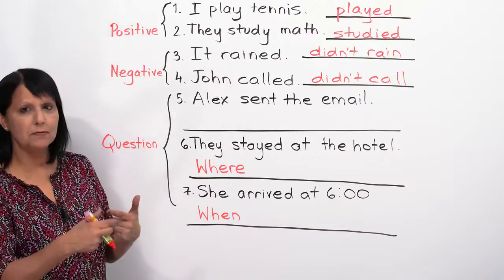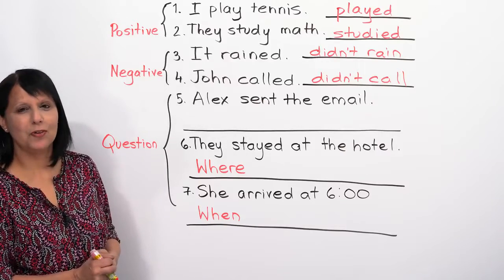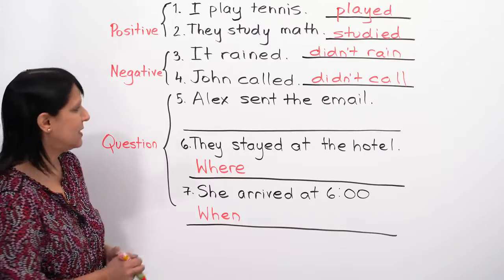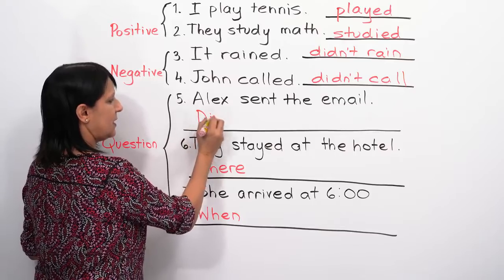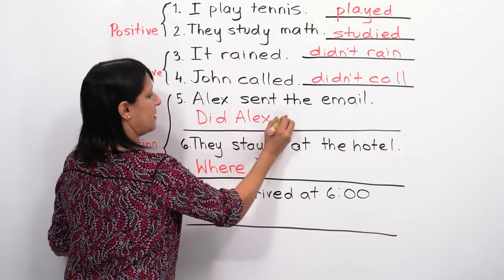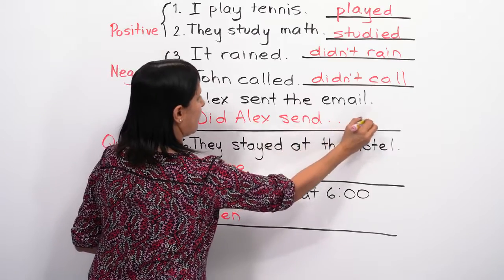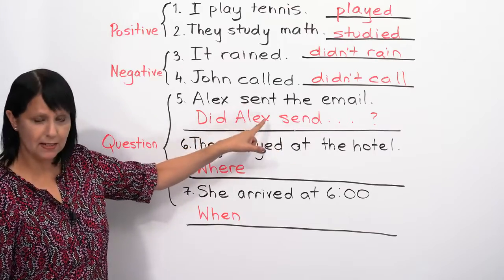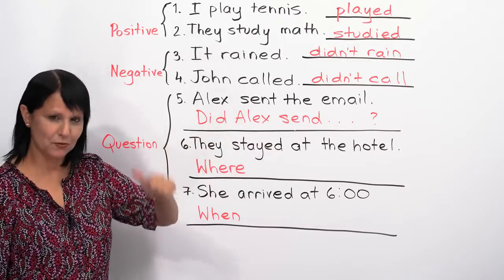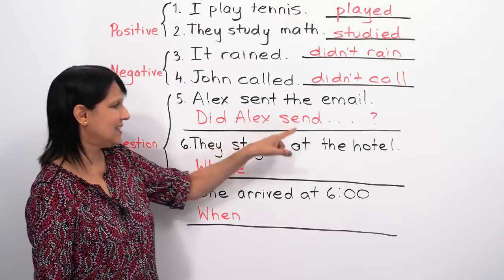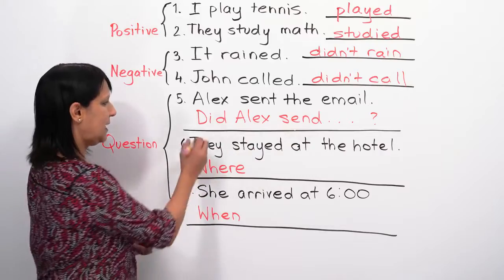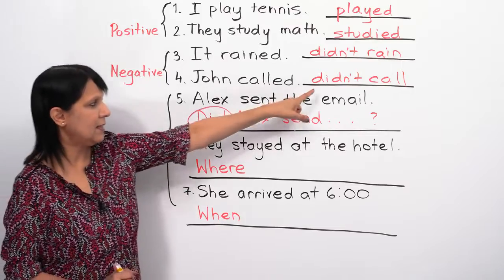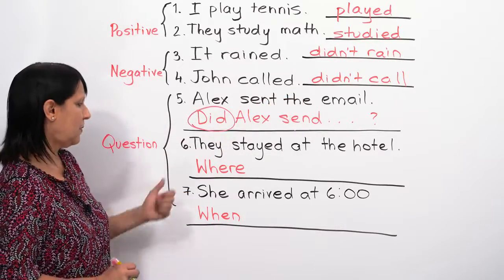So, you want to know if Alex did that. So, how would you start that question? You would start with the word did, right? Did Alex send the email? Okay? Did Alex send? Here it was Alex sent, but we're coming back to what? The base form of the verb. Yes. Did Alex send the email? Okay? Very good. And, of course, we had to start with did, that helping verb that we use with questions and with negative sentences. All right.